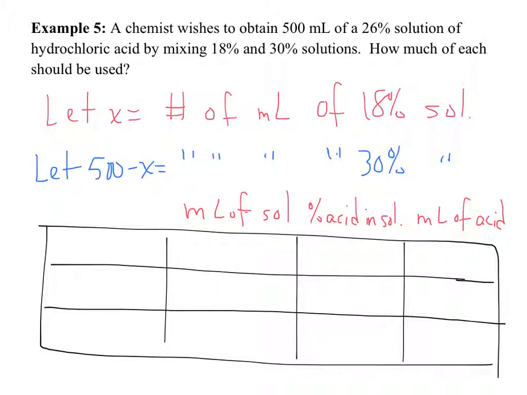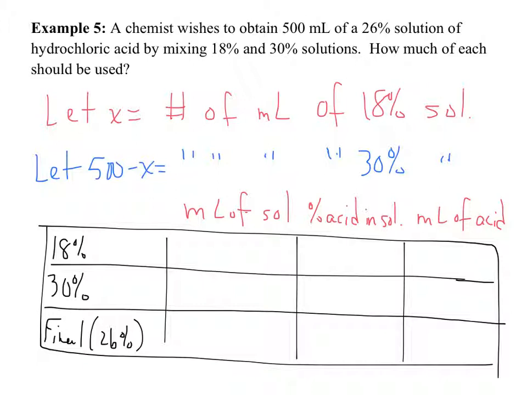Over here on the left-hand side, we've got three things: the 18% solution, the 30% solution, and the final mixture, which is a 26% solution. For pretty much all of these mixing problems, this approach could always be taken. It's an easy approach to use, so I'm going to teach it to you, but you should be able to apply this. So this is how we start.